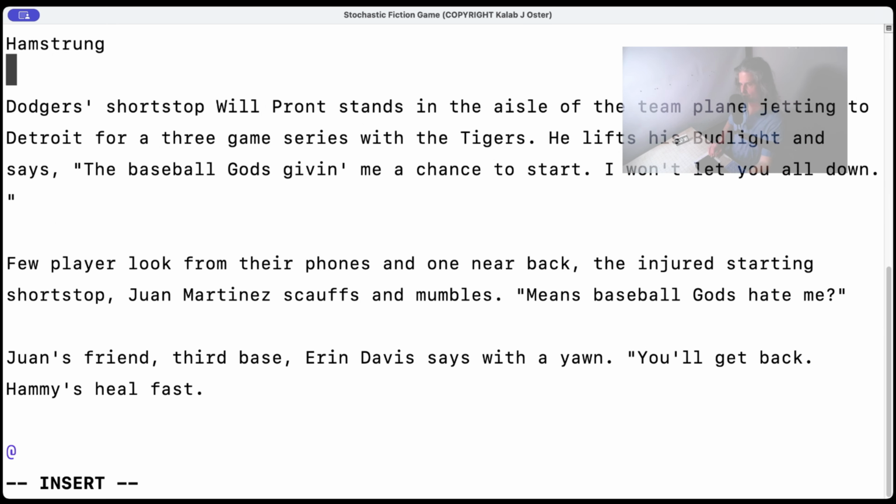Hamstrung. Dodger shortstop Will Prompt stands in the aisle of the team plane jetting to Detroit for a 3-game series with the Tigers. He lifts his Bud Light and says, "The baseball gods have given me a chance to start. I won't let you all down." Few players look from their phones.